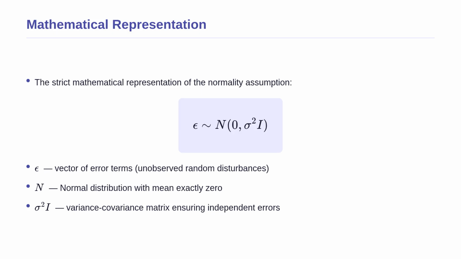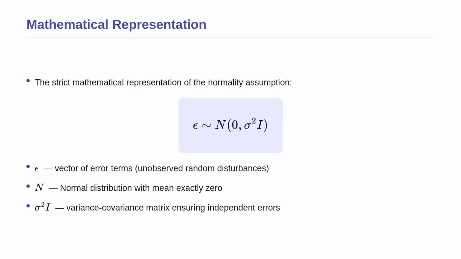Before we move on to diagnosing these issues, let us look at the strict mathematical representation of this assumption. The formula states that epsilon is distributed as N with parameters 0 and sigma squared times I. Let us break that down. The symbol epsilon represents the vector of error terms, which are the unobserved random disturbances in our data. The tilde symbol means is distributed as. The letter N stands for the normal distribution, our classic bell curve.